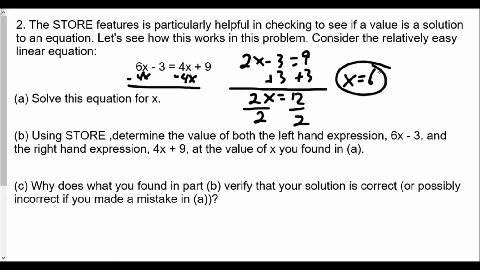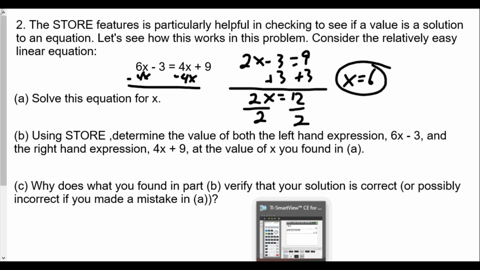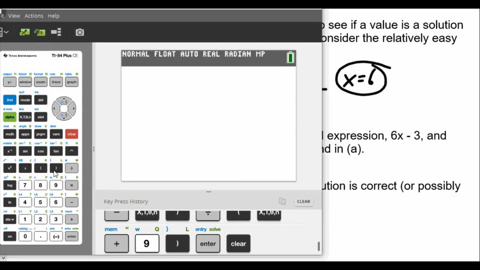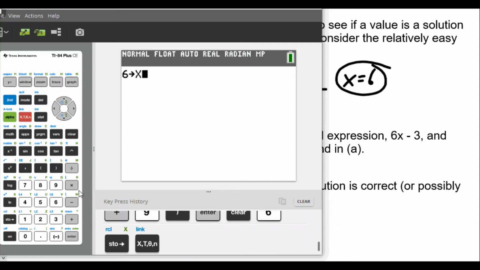All right, so now, what they want us to do is to store the answer 6 into a calculator and then see if it works for both expressions, the 6x minus 3 and the 4x plus 9. Okay, so let me clear this. So we're going to do 6, was our answer, and we're going to store into x. Enter.